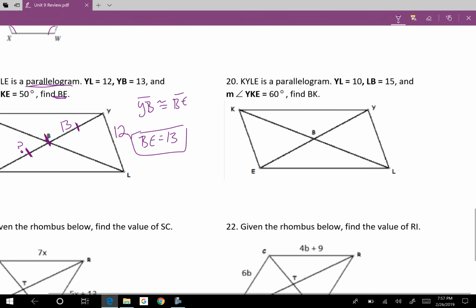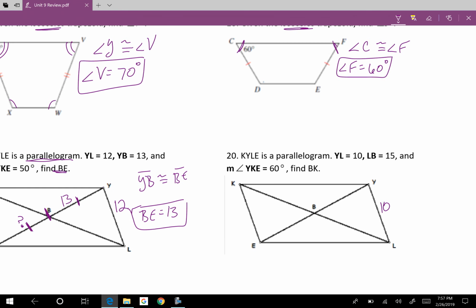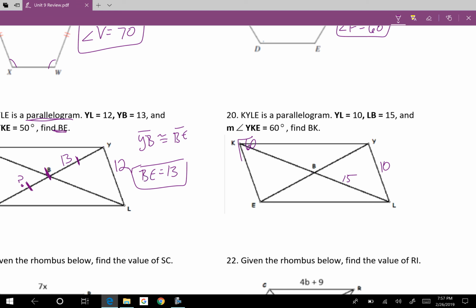Okay, 20. Same kind of thing going on here. KYLE is a parallelogram. YL is 10. LB is 15. And the measure of angle YKE is 60. And they want us to find BK. So again, LB is congruent to BK because it's two halves of the same diagonal and it's a parallelogram. So BK is 15.